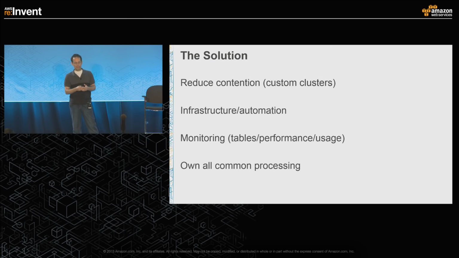So our solutions really break down into 4 points. Reduce contention. So where you're doing something expensive that you control, find a way to do it on a custom cluster that's really effective for what you're trying to accomplish. And I'll talk specifically about the types of custom clusters we use for different types of tasks. Add infrastructure and automation. Add a lot of monitoring, tables, performance, and usage. And where you can, if you know everyone's trying to accomplish some similar goals, do as much of that as you can yourself so that they can then benefit and just query instead of doing the ETLs, and have 5 people doing the same ETL.